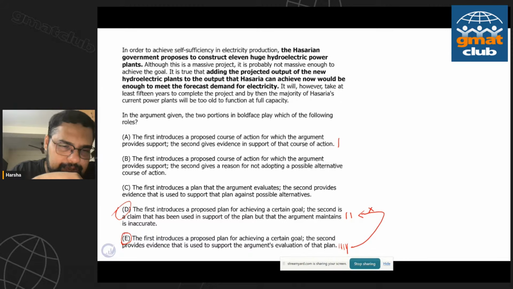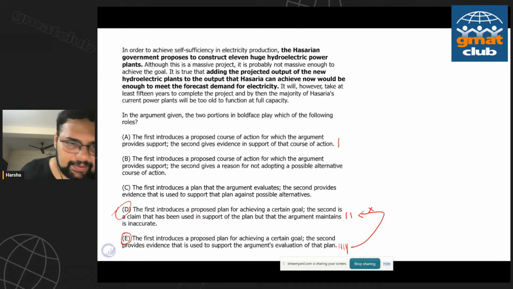There's no inaccuracy being talked about. Okay, that's a good answer, Muskan. Manan says the claim isn't used as support but to go against. That's why he eliminated D. Okay, fair enough. We'll come to that as well.